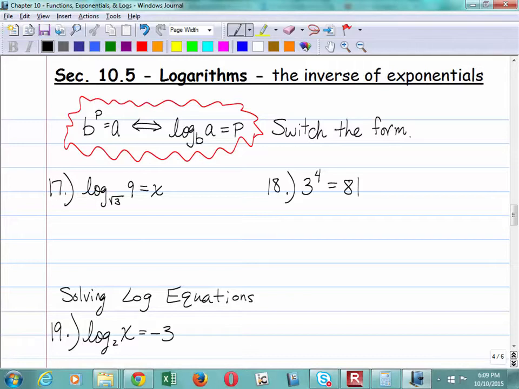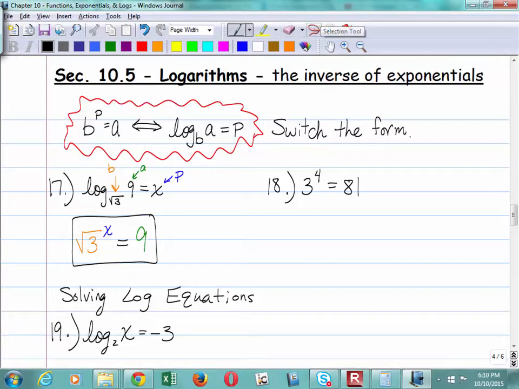Okay, so like number 17, I have log base square root of 3 of 9 equals x. So I've got b is the square root of 3, a is 9, and p is x. So I need to write that in the form of b to the p equals a. So that would be the square root of 3 to the power of x is equal to 9.